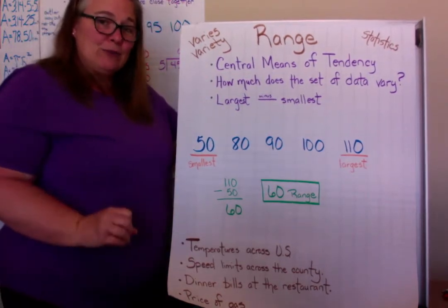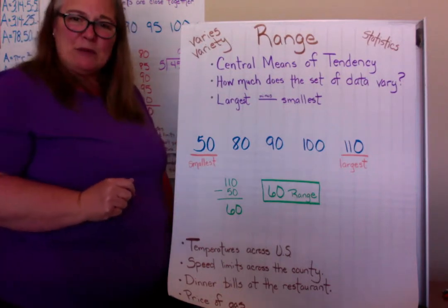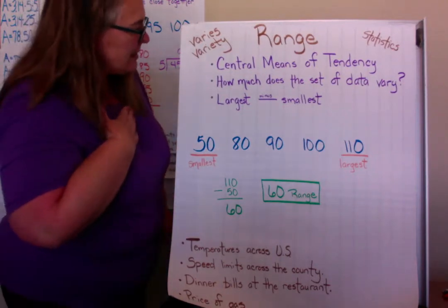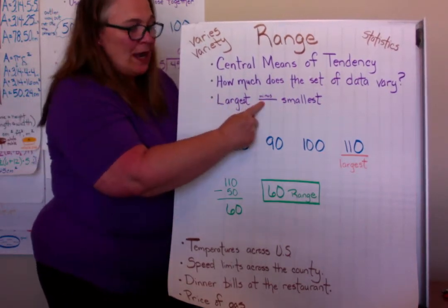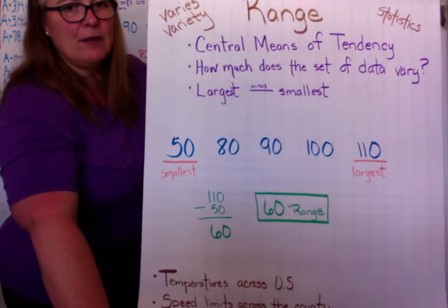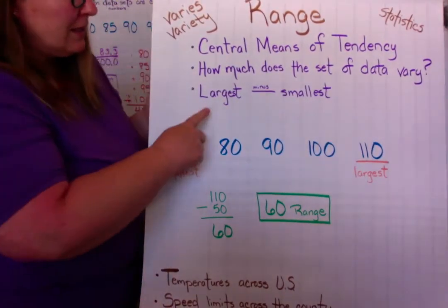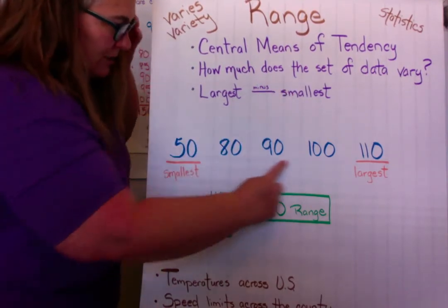It's really, really easy. You start with your numbers and you don't have to put them in order. I do. I think it's easier. You start with your largest number. You subtract minus the smallest. Okay, now maybe you can see that better. The largest minus the smallest. That's it. So you go to your data set.